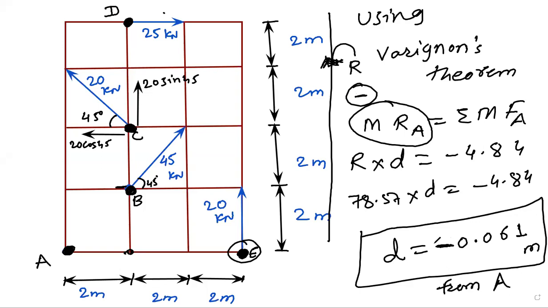Okay, so negative sign indicates that the moment of resultant is anti-clockwise. Moment of resultant is anti-clockwise. That is the meaning of negative sign. Understood? If any doubt, please unmute yourself and please ask.